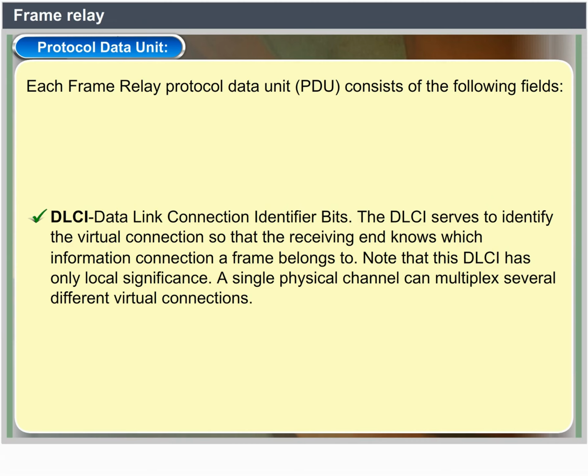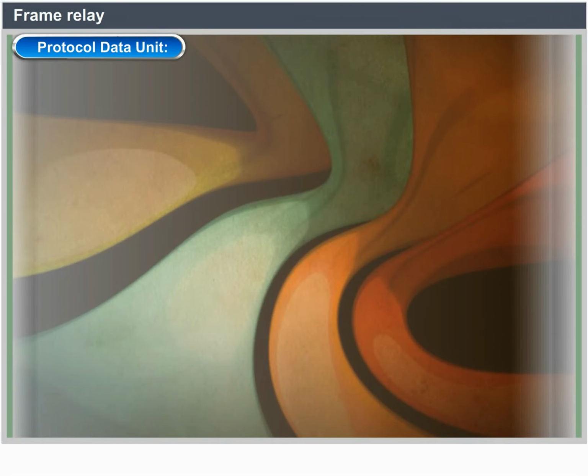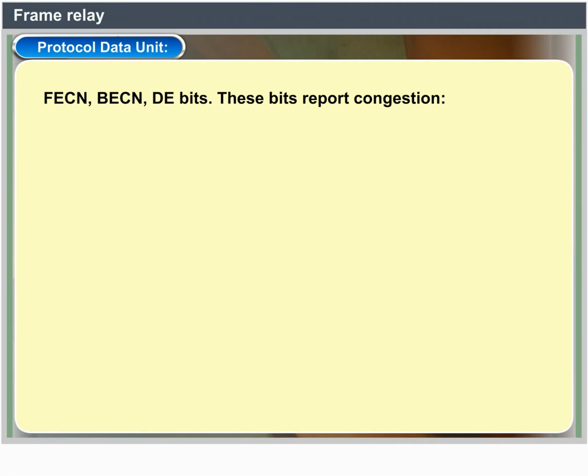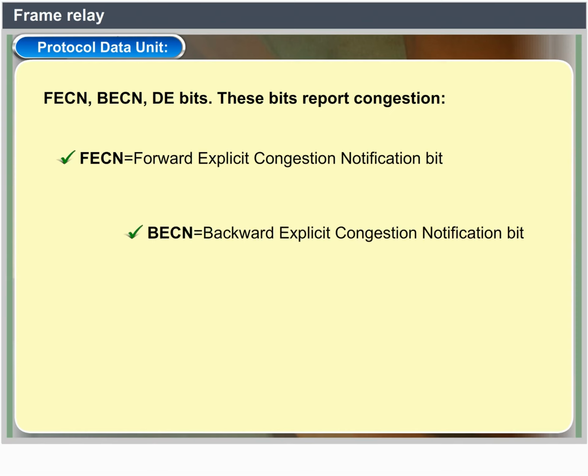FECN, BECN, DE bits. These bits report congestion. FECN is the forward explicit congestion notification bit. BECN is the backward explicit congestion notification bit. DE is the discard eligibility bit.